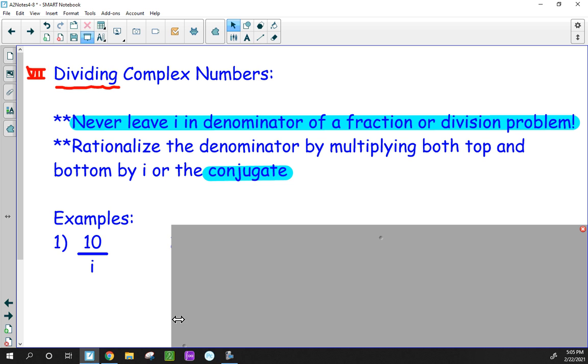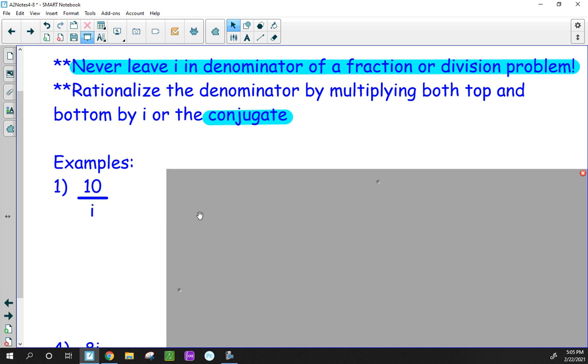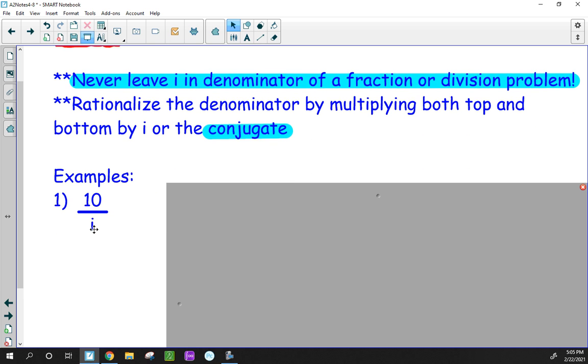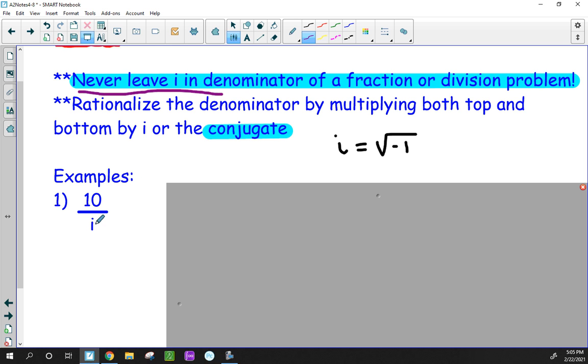So like first example, notice that I have 10 divided by i, and since we know from the past that i stands for the square root of -1, then this i stands for that. We can't leave a radical in the denominator of a fraction problem or division problem, so because i stands for that, that's the reason we have to follow this rule. So we always have to make sure that the i is gone.